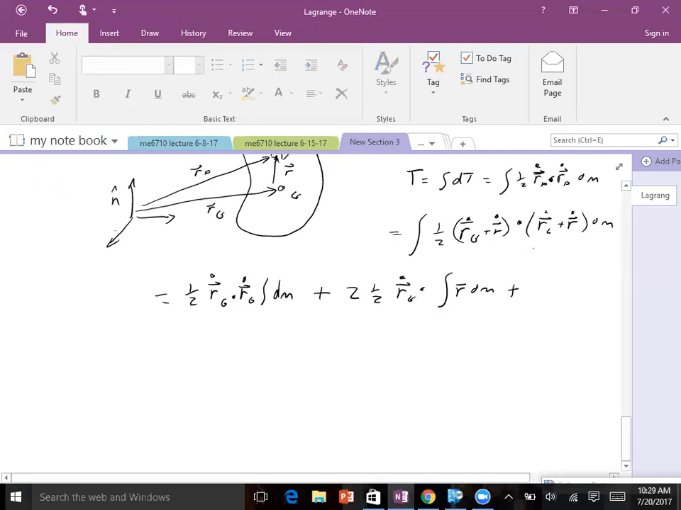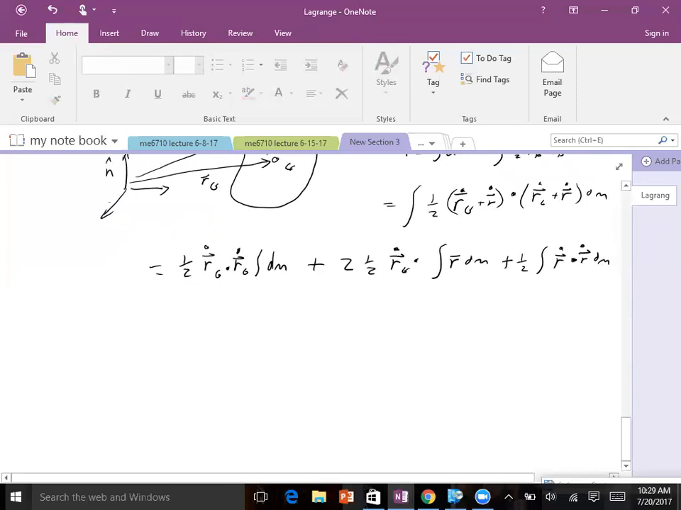And then the third term is going to be 1/2 the integral of little r dot dotted with itself. Now let's look at these three terms. So the first term gives us just 1/2 R_G vector dot dotted with R_G vector dot times mass, or 1/2 M. Let's put the M first because that's what we usually do. 1/2 M R_G dot squared.